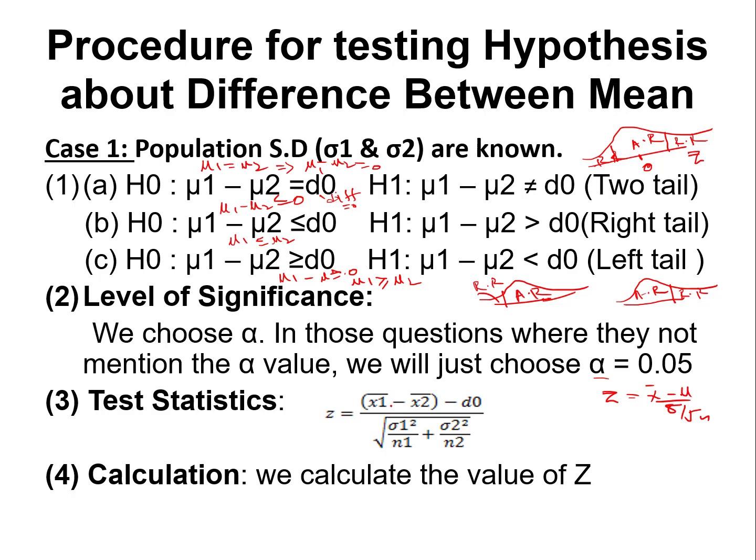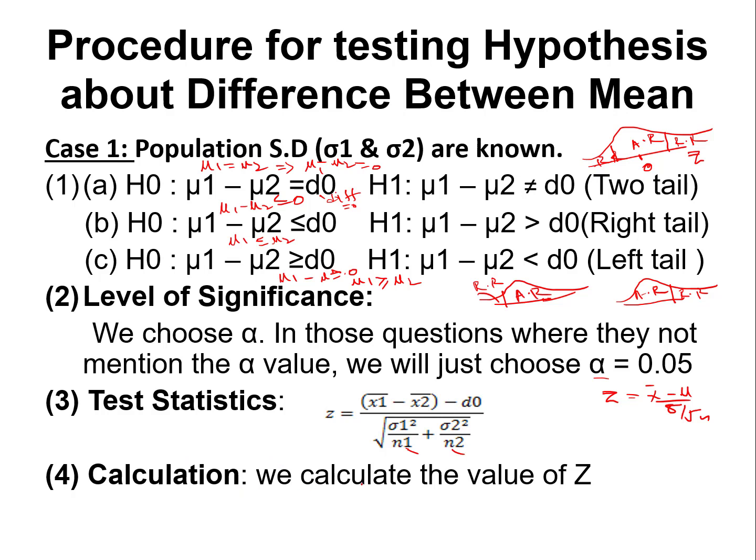So now, because we are dealing with two types of data, the test statistic will be x1 bar minus x2 bar. This is the mean of the first sample, this is the mean of the second sample, and this difference is divided by the square root of the standard deviation squared of the first sample divided by n1, plus the standard deviation squared divided by n2, because we have two types of data. One sample size is n1 and the other sample size is denoted with n2.